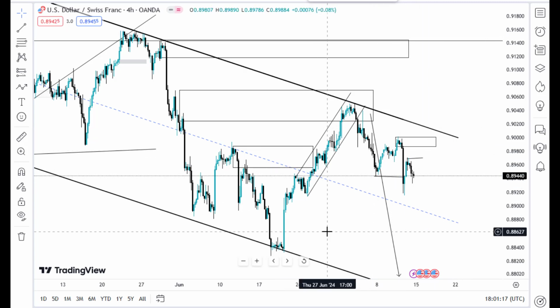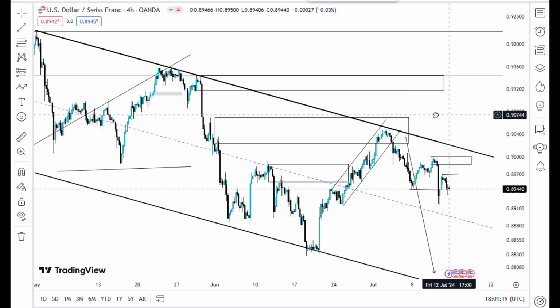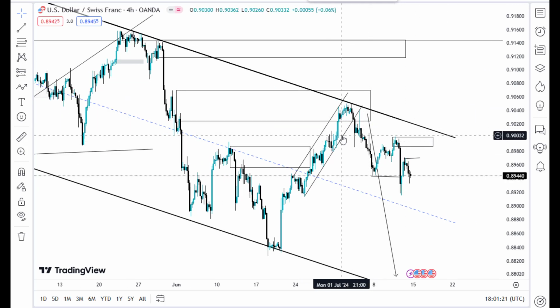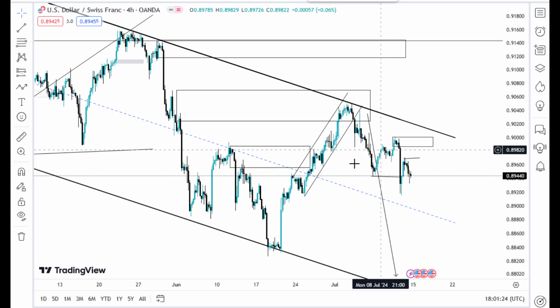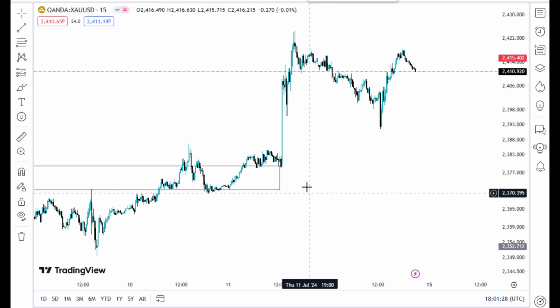So simply that is how US dollar Swiss franc looks for me at the moment. In the top currency pairs, US dollar Swiss franc is providing a better edge for me because it's more clear, the trend is more clear. Now let's quickly look at gold.